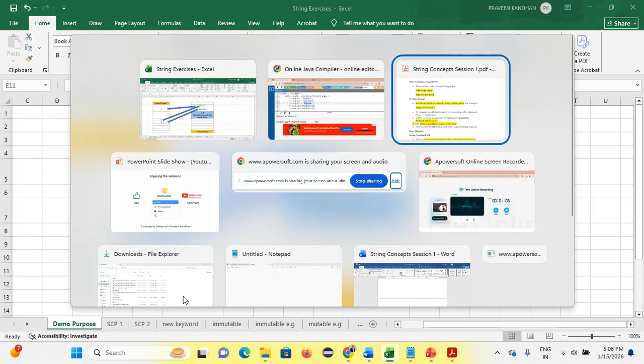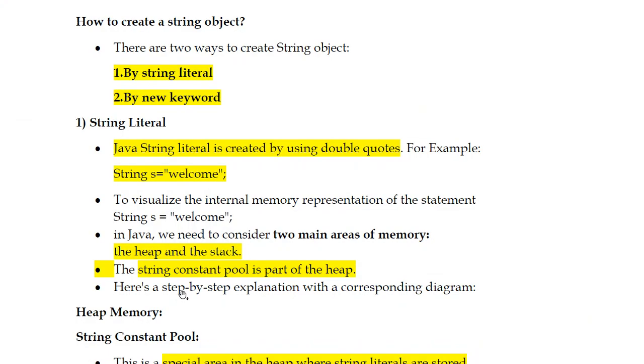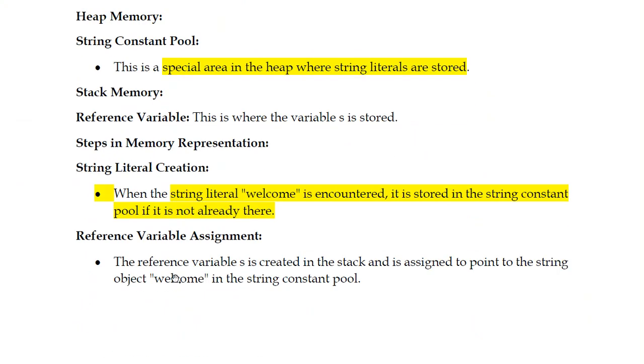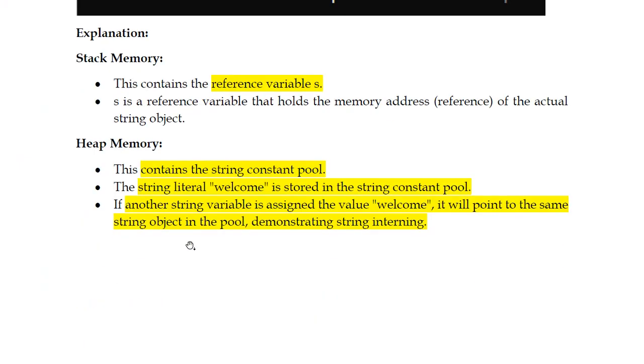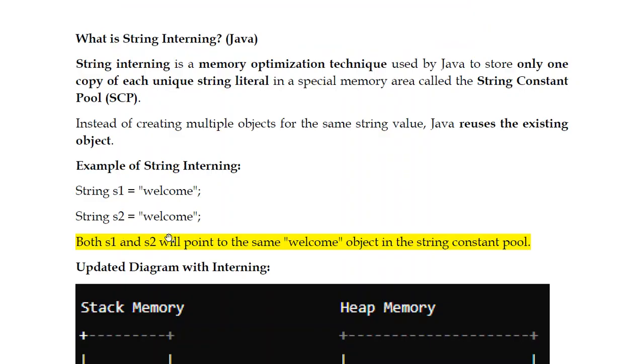So we have clearly explained what a reference variable is and where it is stored, what the rule of the string constant pool is, and its roles and advantages. All these things we have discussed now. In the forthcoming session, we will discuss string interning.